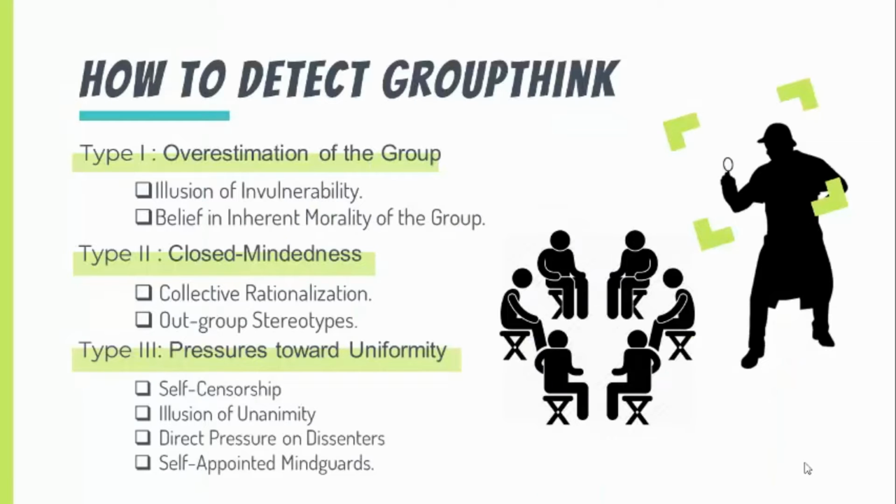There are three types of symptoms of groupthink that lead to a low probability of successful outcome. Type 1 is overestimation of the group. Type 2 is close-mindedness. And type 3 is pressures toward uniformity.